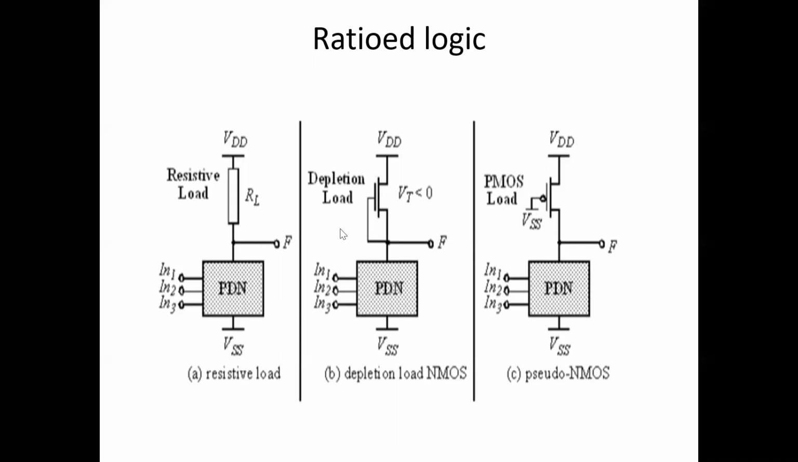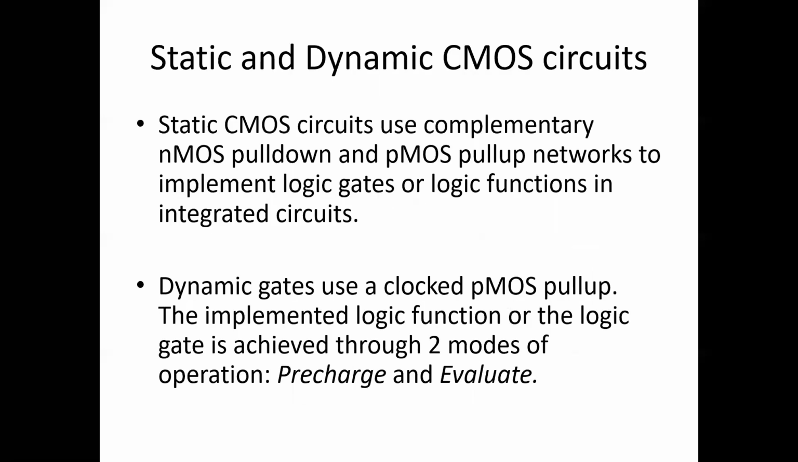So that is ratioed logic, whereas CMOS is a ratioless logic, because when the pull-down transistor is on, the pull up is not on. So there is no fight between pull up and pull down. Either pull up is on or pull down is on. You need not worry about the ratio, whereas in ratioed logic the pull down should be more dominant to bring the output voltage to 0. So that is ratioed logic.